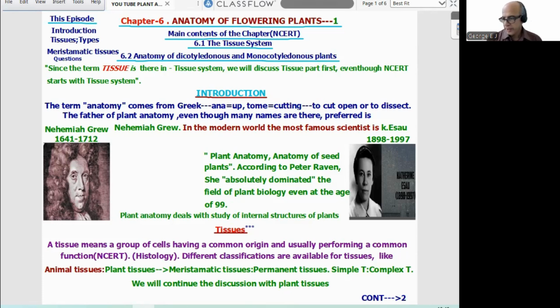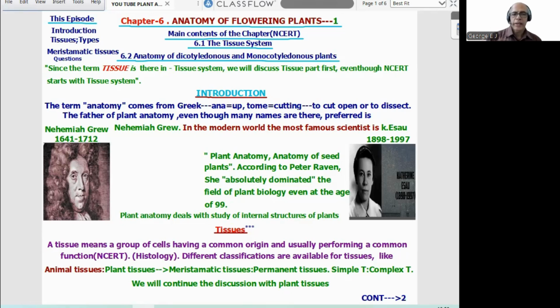In NCERT, only 2 contents are given. Here you can find 6.1 Tissue System, 6.2 Anatomy of Dicotyledonous and Monocotyledonous Plants, dicot and monocot anatomy, stem, root, leaf. So NCERT starts with the tissue system. But the middle term there is tissue, so I think it is better to start with the tissue, then we can enter into the tissue system. So, introduction, we can proceed to anatomy.